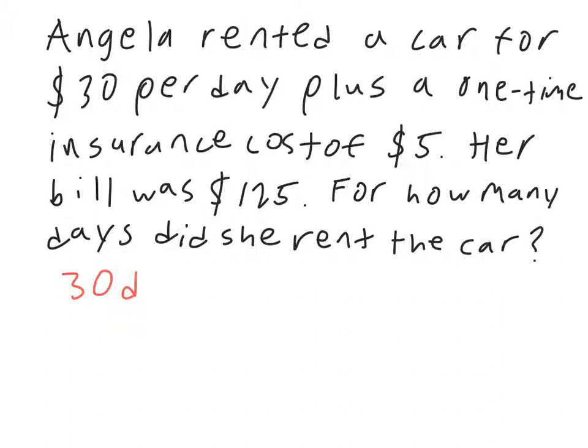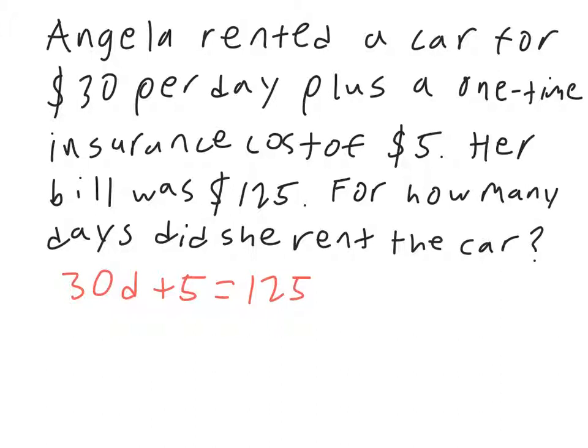Then plus a one-time insurance cost of $5. So that means no matter how many days she uses it, she has to pay an extra $5. Just once, though. So add 5 to this. So 30D plus 5, and it says her bill was $125. So after the whole thing, she paid $125. And they want to know how many days did she rent the car.